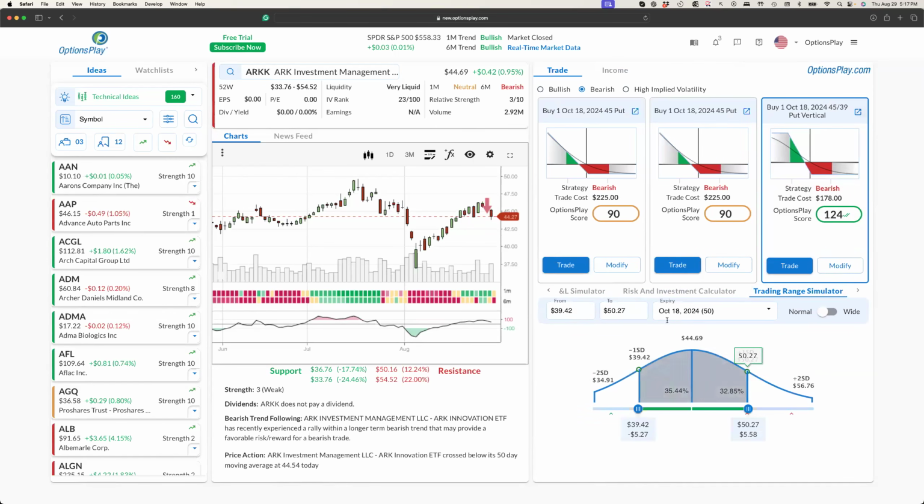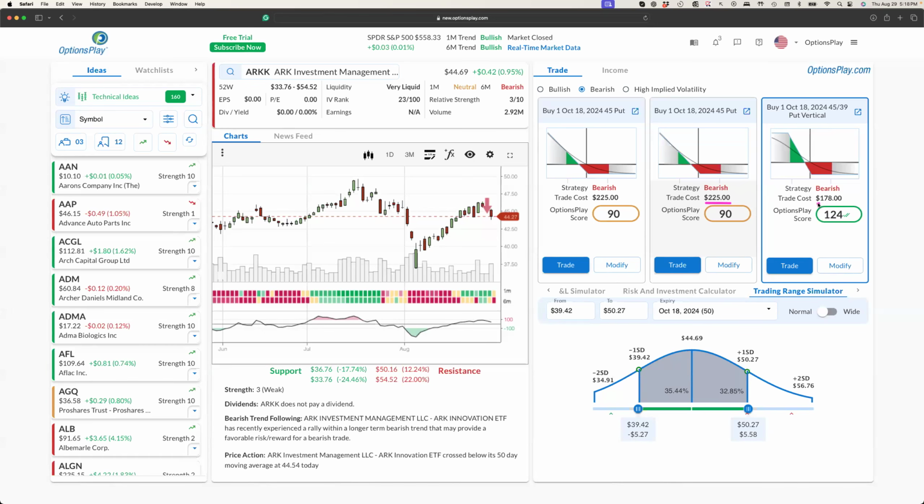Well, it's really looking at the reasonable trading range for that October 18th expiration. As you can see, the one standard deviation move is down to $39. That's where we're selling the 39 strike. You want to find a balance of a strike price where you collect enough premium to offset the cost of the trade. So if I just bought the 45 put, I'm spending $225.